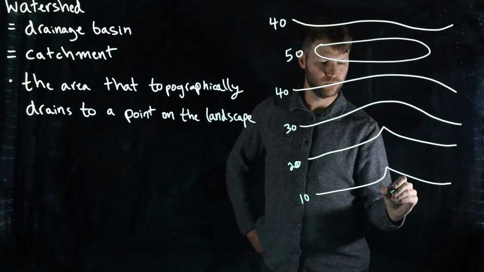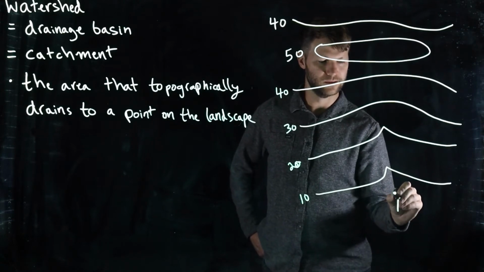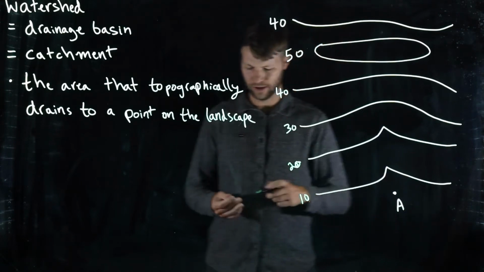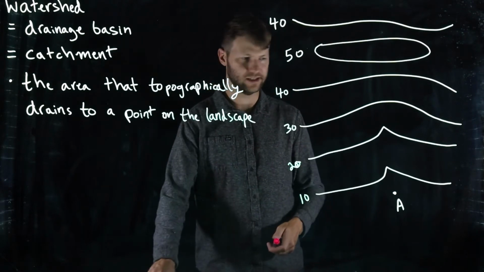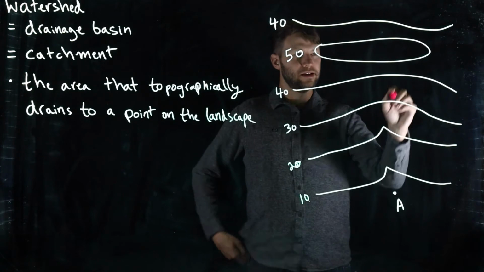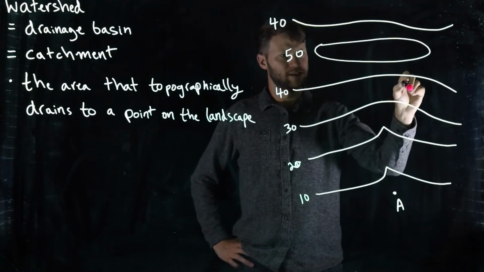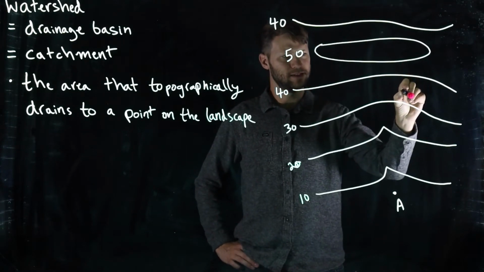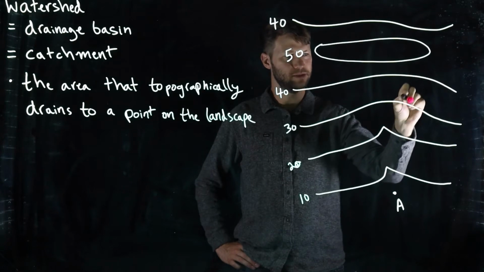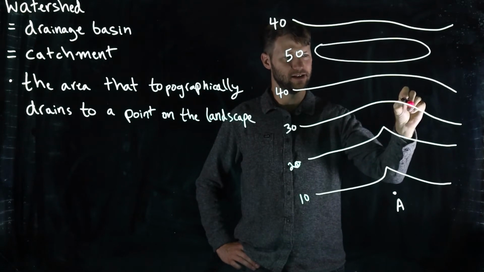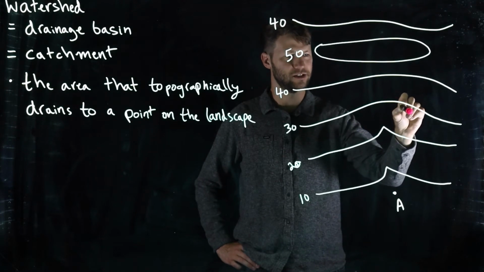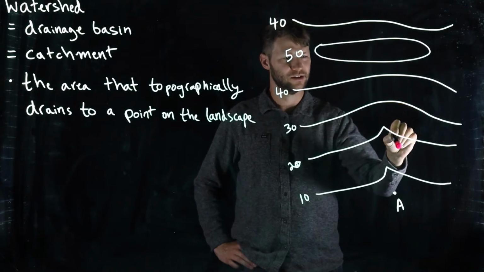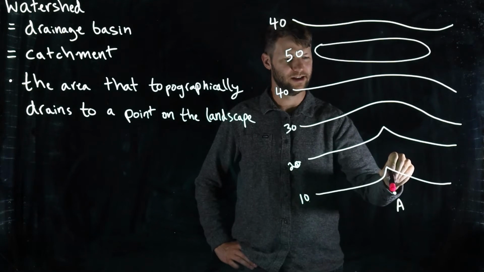Let's say that there was some point here on the landscape labeled A. And I wanted to know, what is the drainage area that drains to this part of the landscape? Well, if you imagine a drop of rain falling here and then taking the steepest path downhill, the steepest path is the path that is the shortest distance between these contour lines. It goes at a right angle to these contour lines. Would it end up draining out here at A?